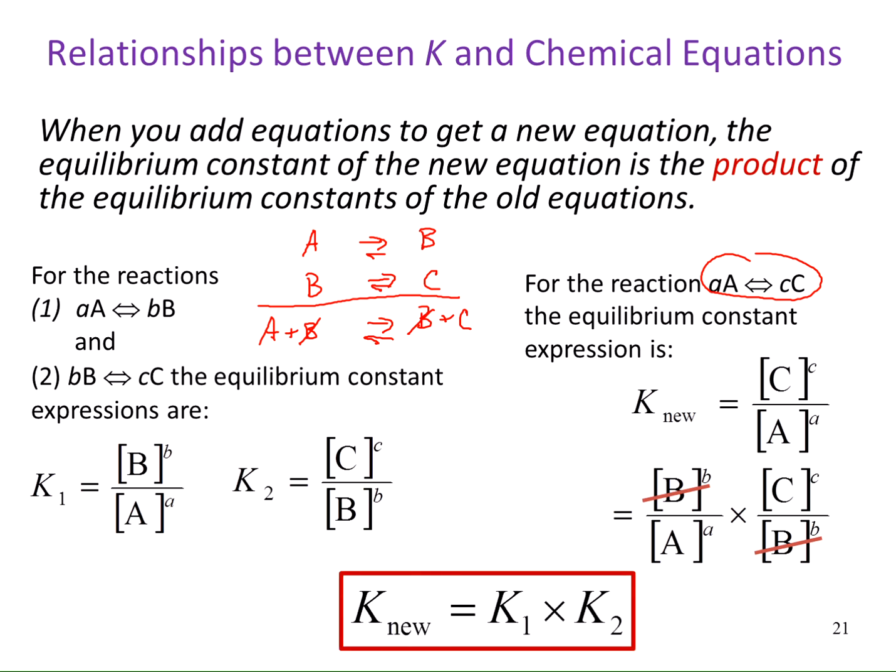So when you add equations together, you multiply the equilibrium constants. So we added equations 1 and 2 to get the new reaction equation, but the equilibrium constants were multiplied to get the new K value for the overall reaction.